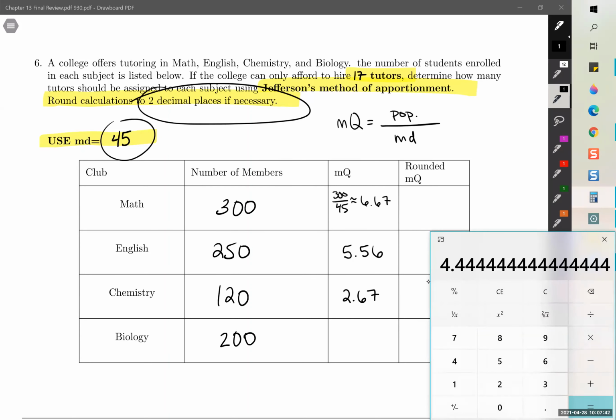And then 200 divided by 45 is 4.44. This will stay a 4 or go up to a 5, but the number after it is 4, less than 5, so it just stays the same.